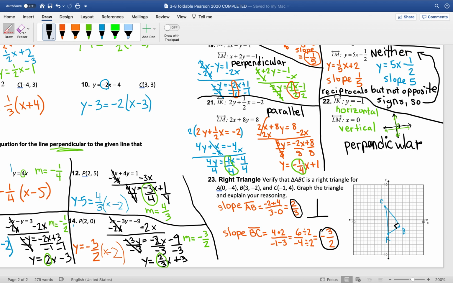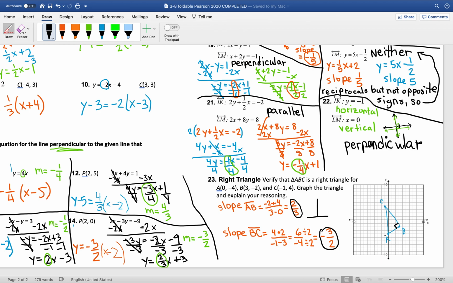So for number 23, 23 says right triangle. Verify that triangle ABC is a right triangle, and it gives you those points. It says to graph the triangle and explain your reasoning. So I graphed the triangle the best I could with the tools that were working at the moment. A is at 0 and -4. Point B is at 3 and -2. And point C is at -1 and 4.